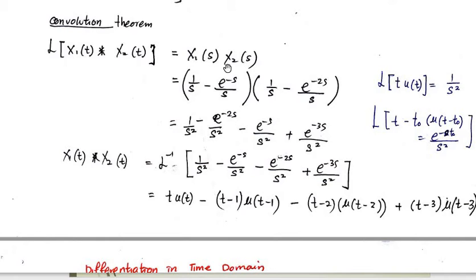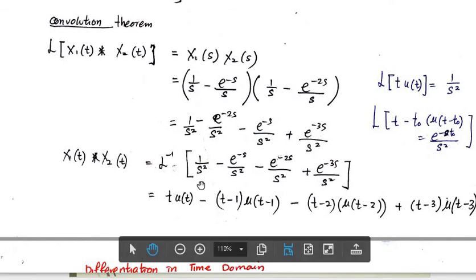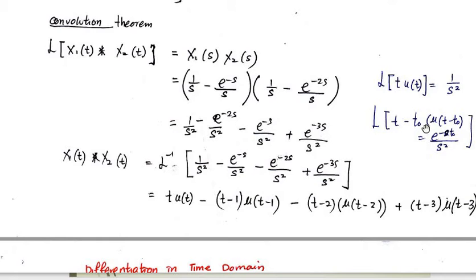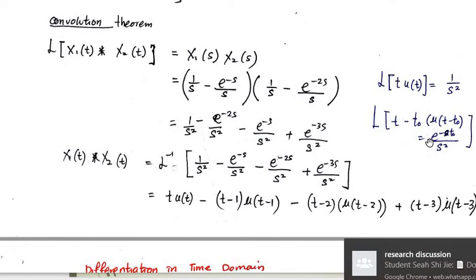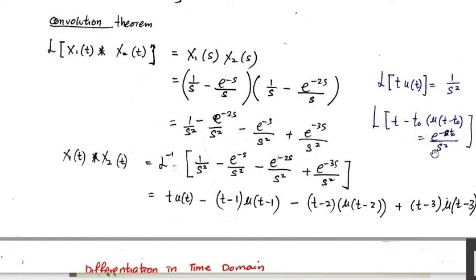So if you want to get it in the time domain, you need to take the inverse Laplace transform of this result. So the inverse Laplace transform of 1 over s squared, you get what? r(t), the ramp. You can check this from the Laplace transform table. The Laplace transform of t u(t) is 1 over s squared. The Laplace transform of (t-t0) u(t-t0) is exponent negative s t0 divided by s squared.